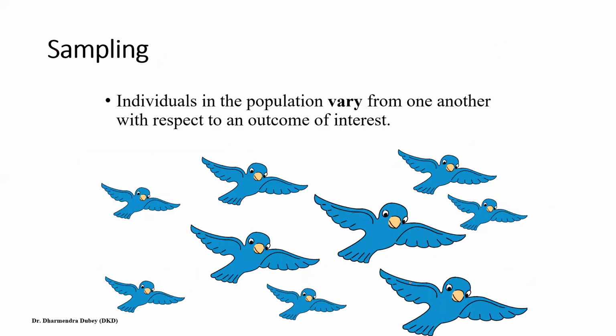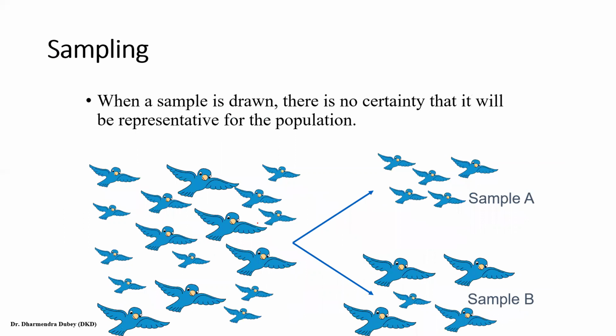Now, if you see this slide, you will get more clarity. There is a huge variation in the samples, individual variations. Individuals in the population vary from one another with respect to an outcome of interest. So as we know, target population, study population, and samples. When a sample is drawn, there is no certainty that it will be representative of the population.